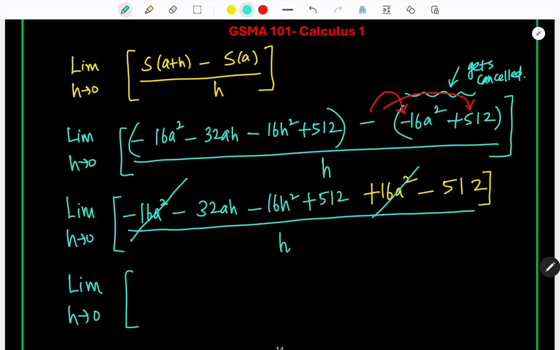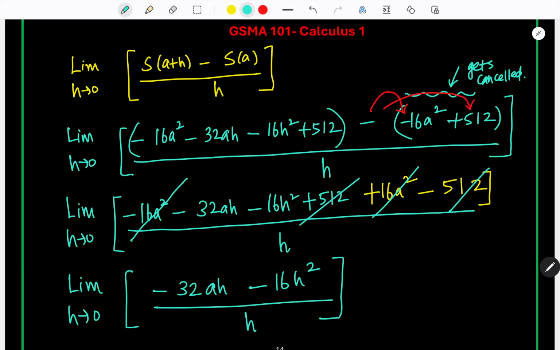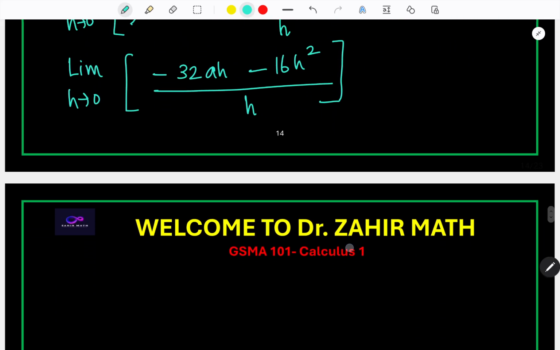16a square negative, 16a square positive. And 512 positive, 512 negative, cancelled. So what is remaining? Minus 32ah minus 16h square divided by h is remaining. So this equals, I'm going to take h as common.